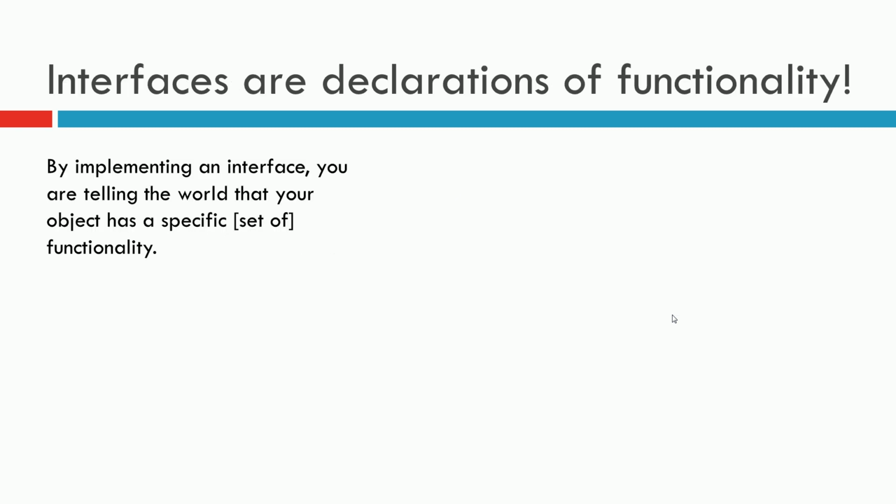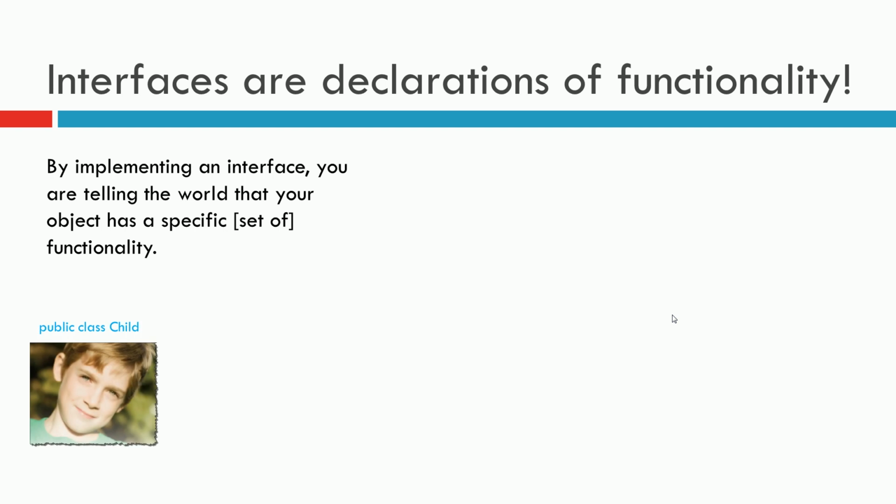Well, in short, interfaces describe functionality. By implementing an interface, you're essentially telling anything that handles your object that you possess a certain behavior or set of behaviors or functionality. But why would you need to do this? Well, we're going to get to that. But let's look at the very bottom here.